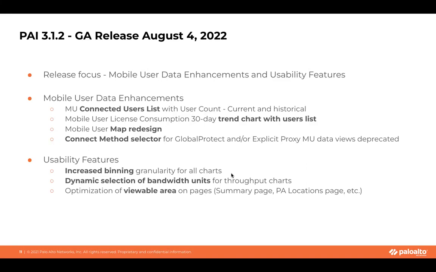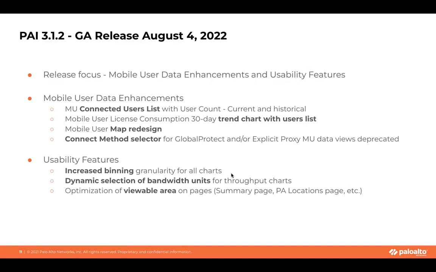Another area where we have spent extensive time is a complete overhaul of our mobile user map redesign. In overhauling this mobile user map, we again focused on the connected user as our basic construct. And you can now see the users with respect to your Prisma Access locations in real time, as well as in a historical time context. This redesign or overhaul of the map was a significant undertaking that was released in the last release.